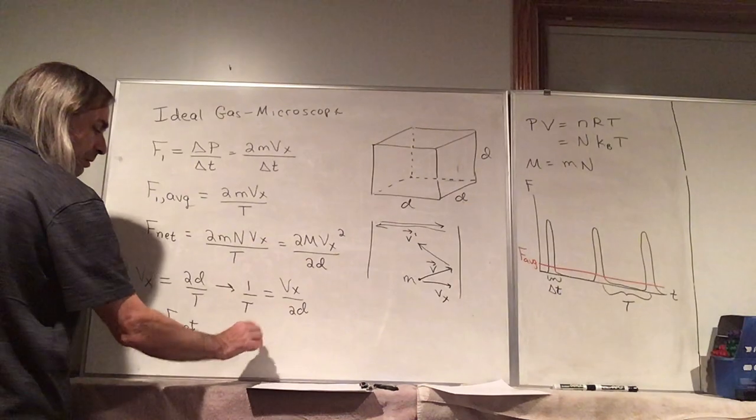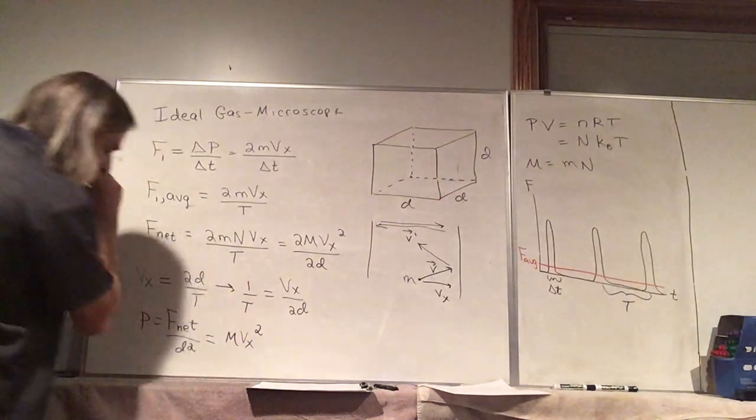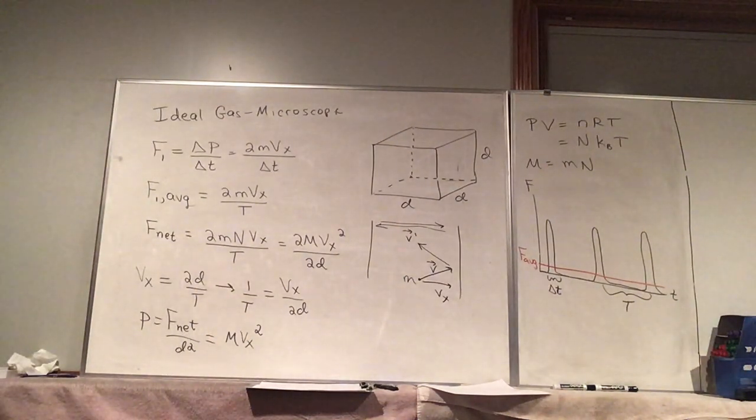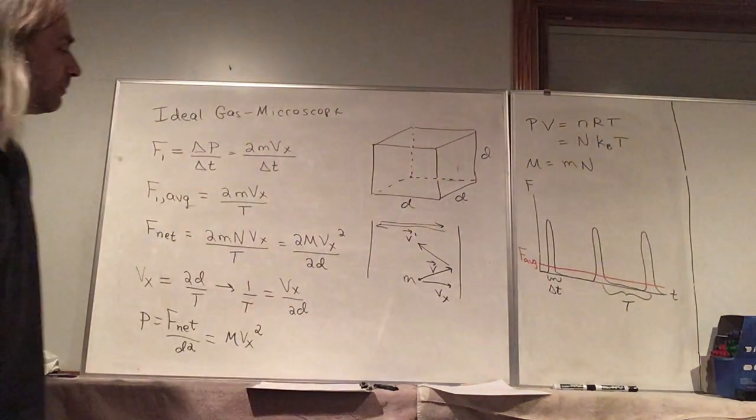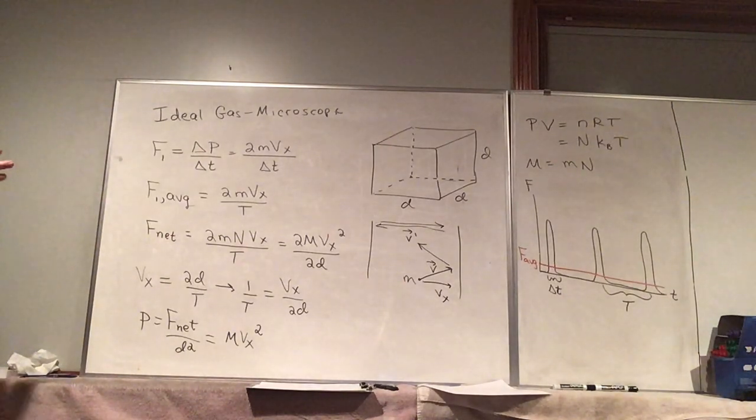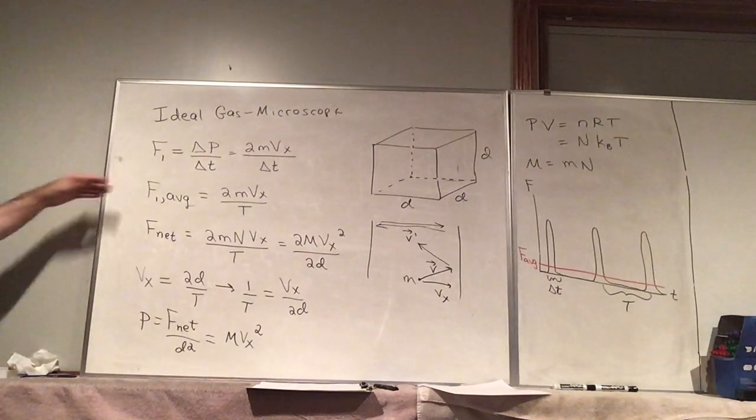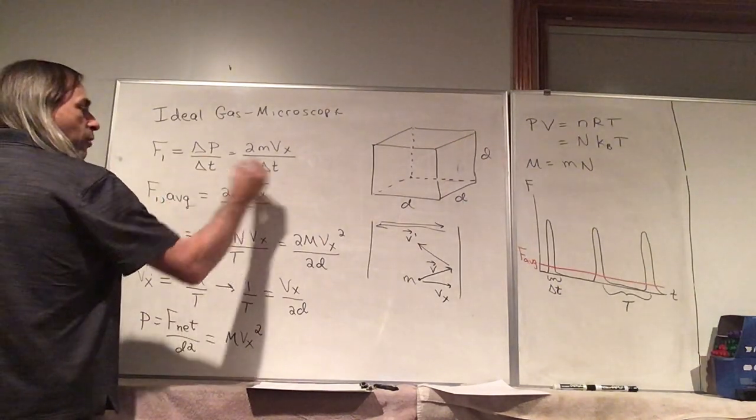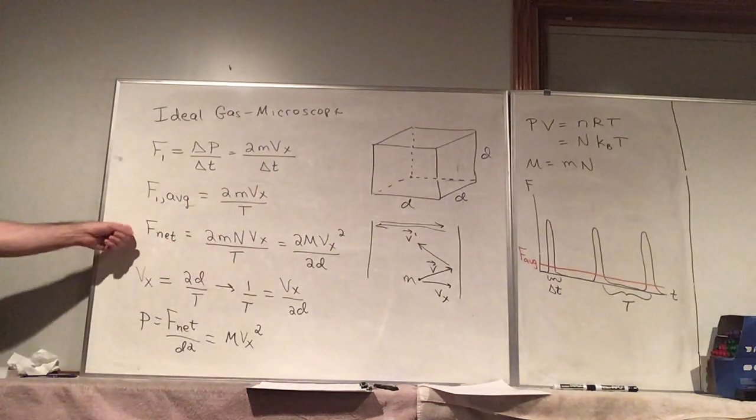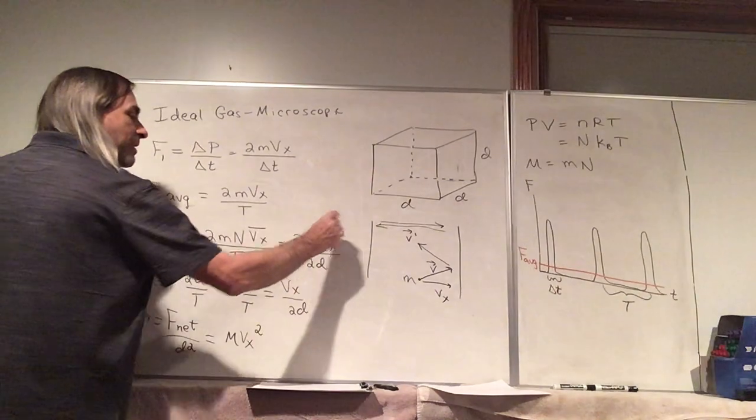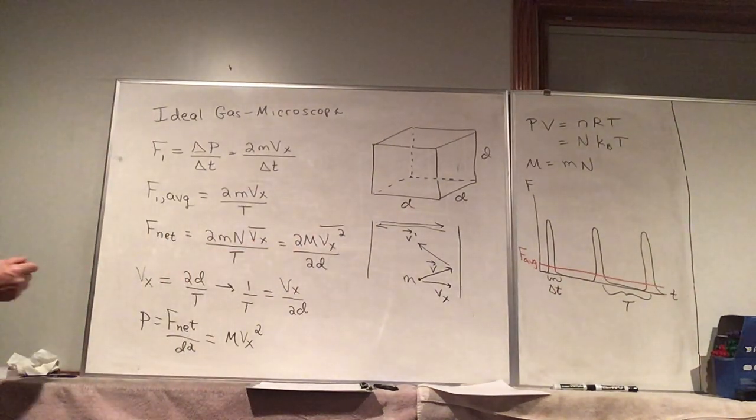Vx squared. All right. I should have done this earlier, I suppose, but we're looking at a single molecule moving around. And these molecules have a distribution of speeds. And so when we go to the average, we have to look at the average velocity. No, this is a single particle. We don't have to worry about that. When we go to the net force, we have to replace these with average values.